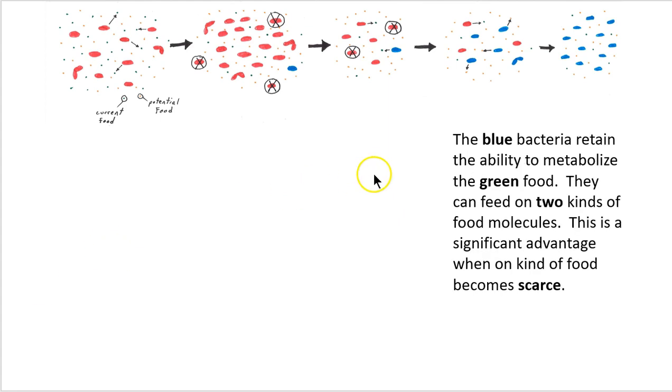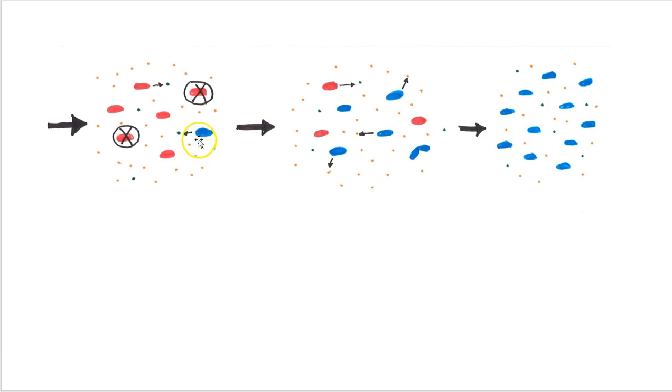The blue bacteria retain the ability to metabolize the green food. They can feed on two kinds of food molecules, and this is a significant advantage when one kind of food becomes scarce. So again, we see here the blue bacterium was feeding on green, but it can also feed on orange food molecules, whereas the red bacteria can only feed on the green. So the blue bacteria have an advantage.